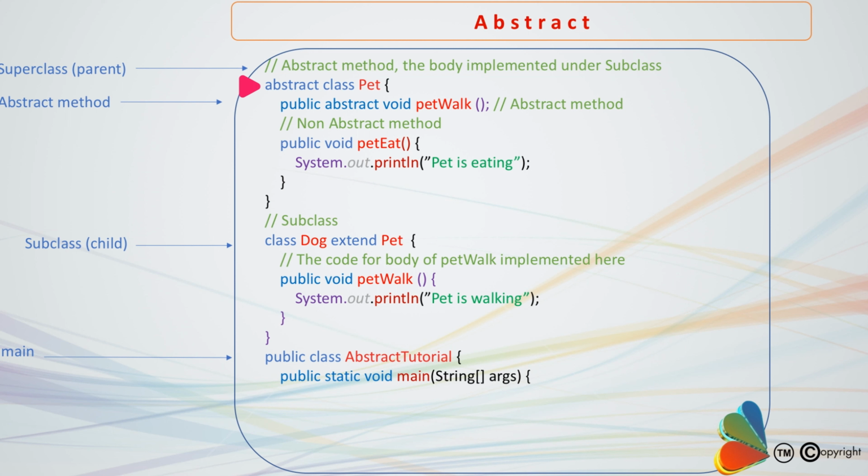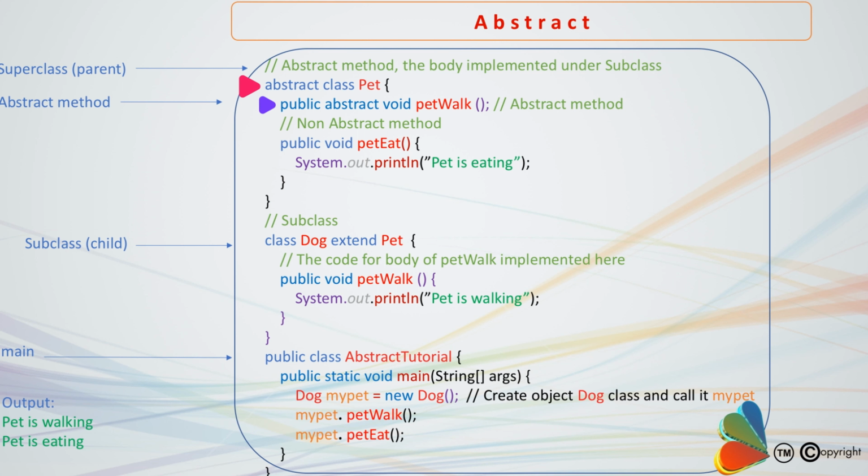Under the abstract class, we have two methods. The first method is an abstract method, and the second method is a non-abstract method. The name of the abstract method is petWalk. The body of this method will be implemented under the subclass or child class. The name of the non-abstract method is petEat. The body of the method is implemented under the same method.